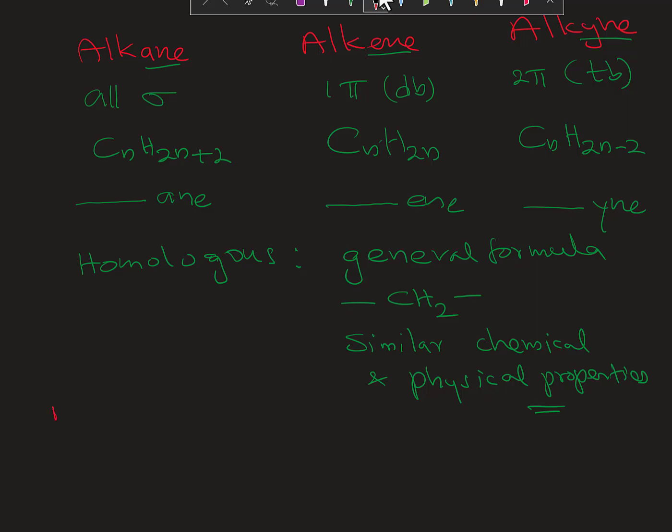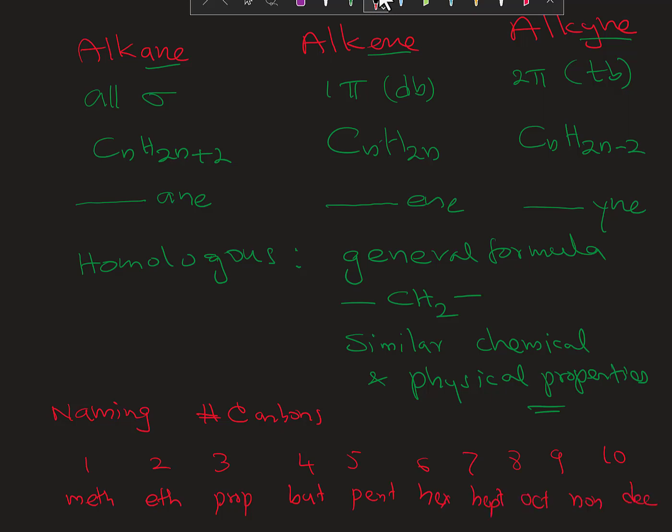Now, we're going to name the next one, but I'm going to give you some hints on how to name. You need to know the number of carbons, let's say 1, 2, 3 up to 10. And they're named as: 1 is meth, 2 is eth, 3 is prop, 4 is but, 5 is pent, 6 is hex, 7 is hept, oct for 8, non for 9, and dec for 10. That's it.